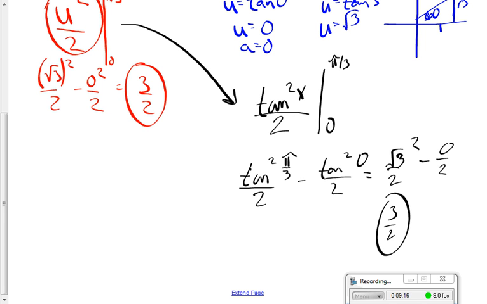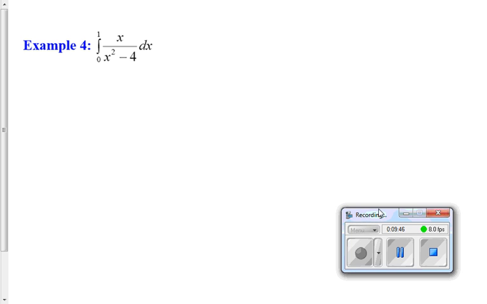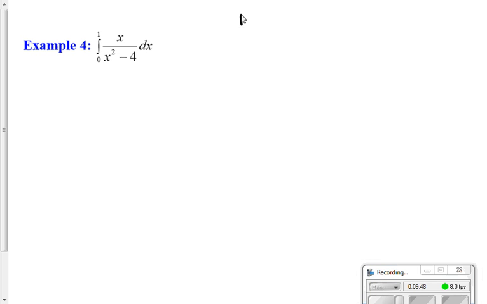Let's do example 4. Last one. Tell a neighbor what function you would use for u. Go. What do you want to use for u? X squared minus 4. Good.